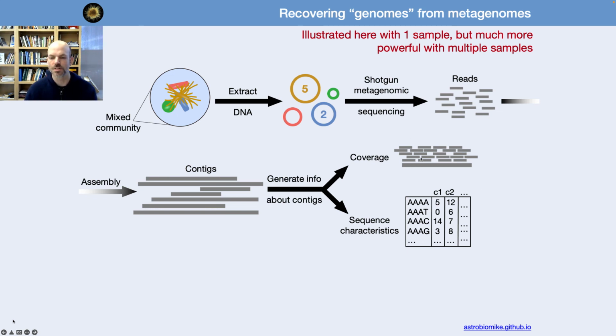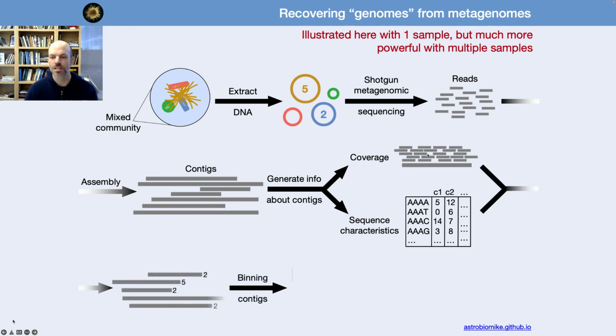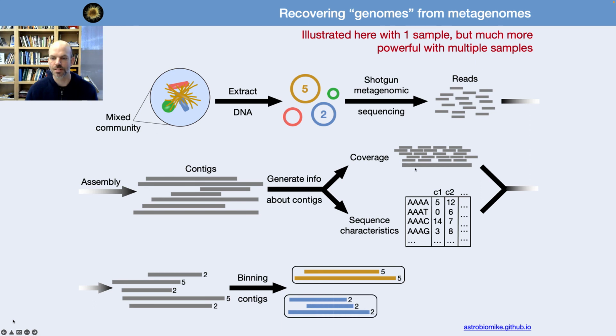But it is good to note that there are 2 basic kinds of information we can use to do the binning, which is the next step. We take the coverage information, which is to say the abundance of each of the contigs in each of your samples, and this computational statistical information about the composition of the A's, C's, T's, and G's in each of the contigs. You feed that into a computer program and it takes the contigs and bins them.